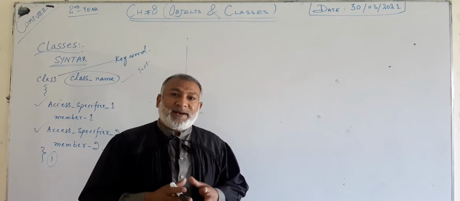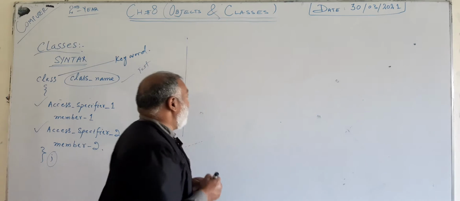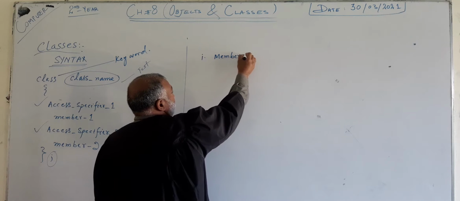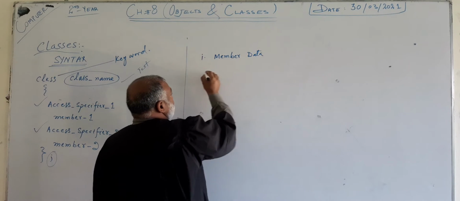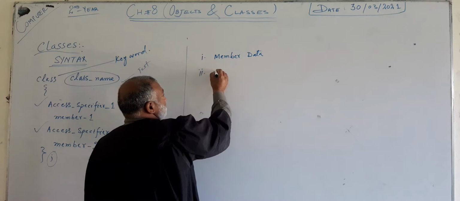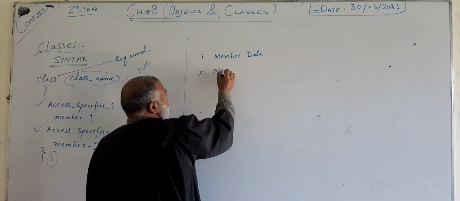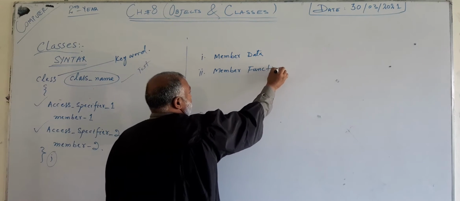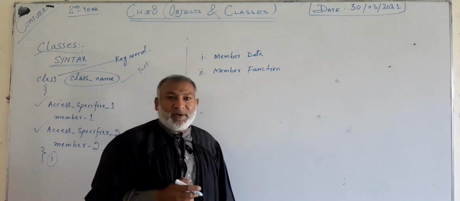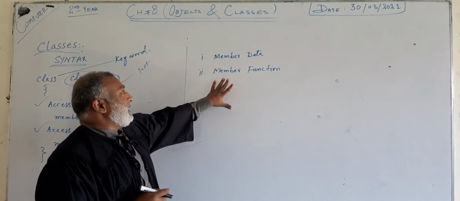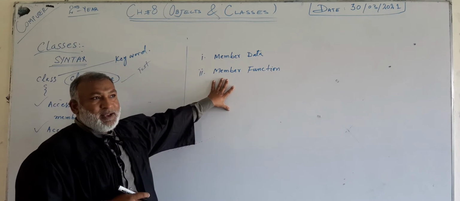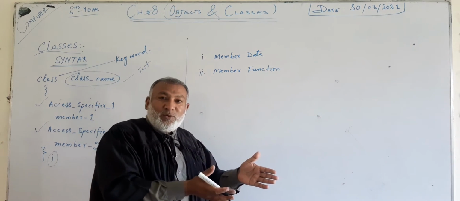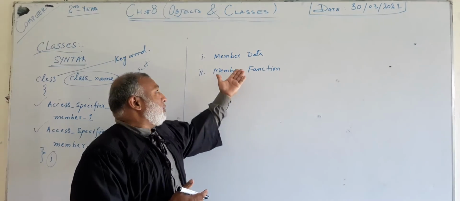Members: inside the class we have two members. One is called member data and another is called member function. So normally a class contains member data. And what is member data? The normal data we were using in the C++ language. So that is member data.